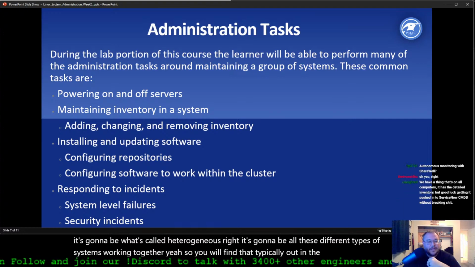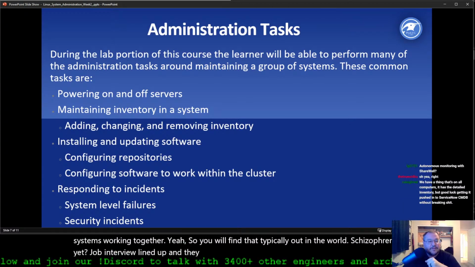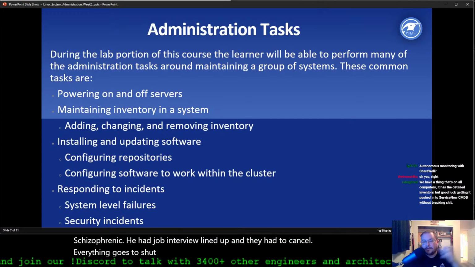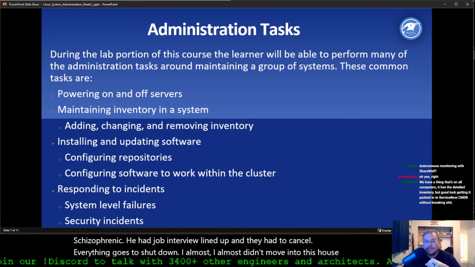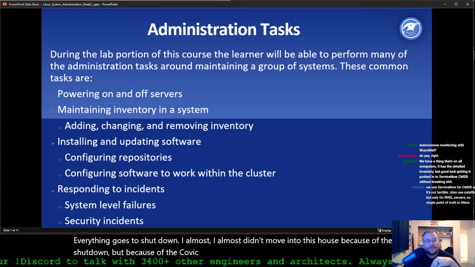He had a job interview lined up and they had to cancel everything because of the shutdown. Yeah, I almost didn't move into this house because of the shutdown, because of the COVID stuff. Yeah, COVID turned everything over, man.